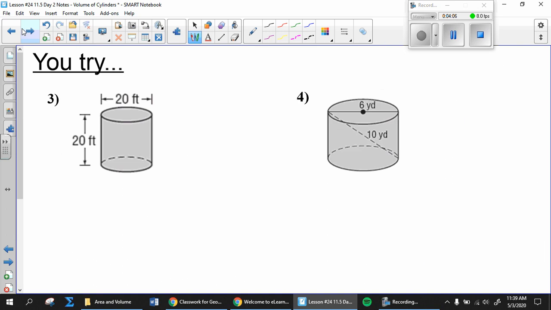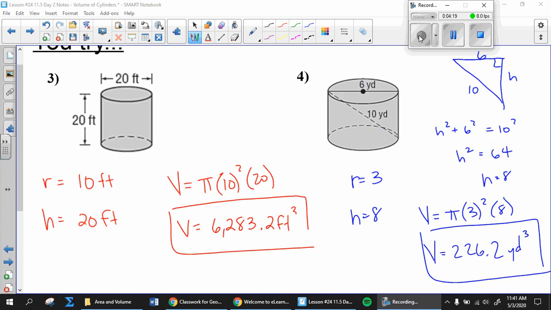All right, I want you to go ahead and try these two examples here. Pause your video. When you're done, unpause it, and I will have the answers there for you. All right, here are the answers that you should have got. Make sure on the second one that you're actually finding the height because it's not given to us. We have to use the Pythagorean theorem here to find the height first and then plug that into our formula. Go ahead and move on and do lesson number 24, practice.